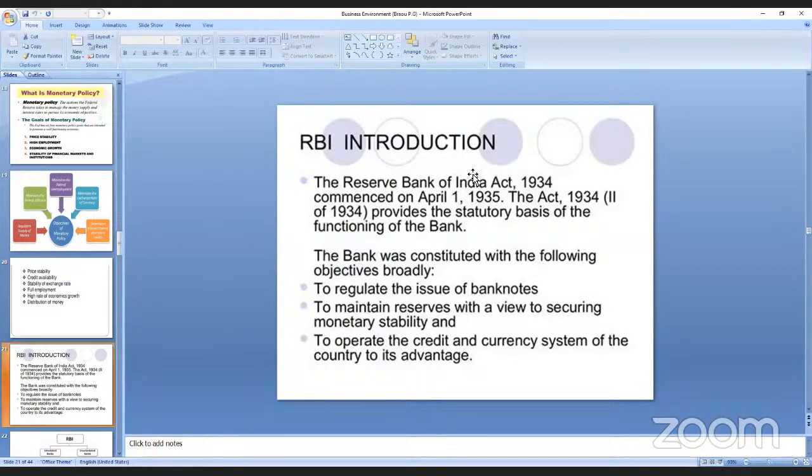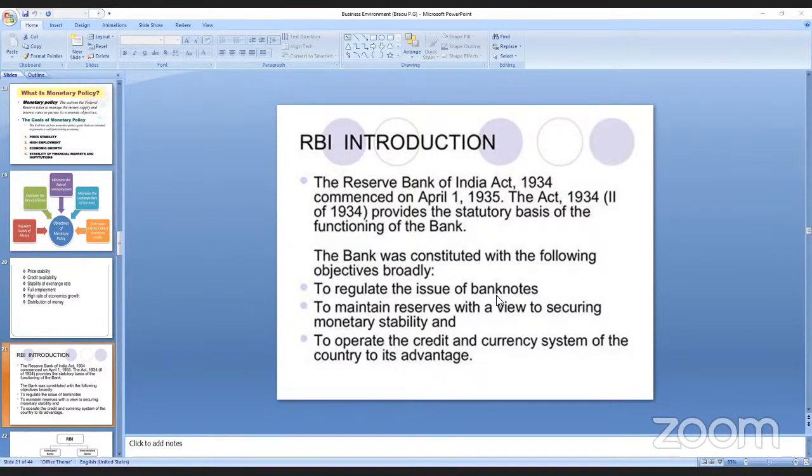Issuing the notes means bank notes, that is currency notes. If everyone started making currency notes, everything would be a fake note, because everyone would make their own emblem. So the main work of the RBI is to issue bank notes and to maintain the reserves with a view to securing monetary stability.